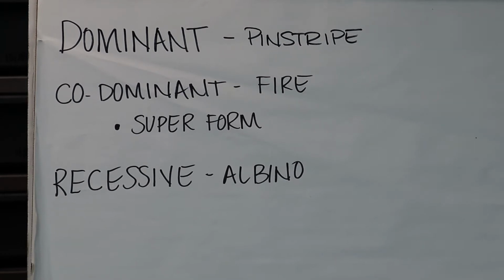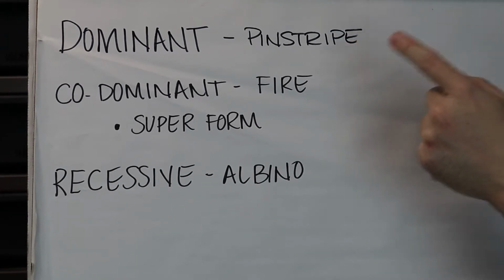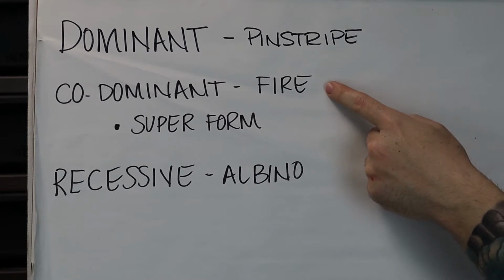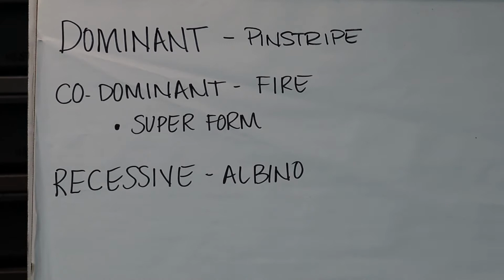So there's three categories that we're going to put genes into. They're either dominant genes, codominant genes, or recessive genes. We have some examples. A dominant gene would be pinstripe. A codominant gene, for example, would be fire. And a recessive gene, for example, is albino. So those are the three genes we're going to use. For future videos, I plan on doing a Genetics 102, maybe even a 103 class where we really deep dive into stuff. We'll use these same genetics throughout all of them.